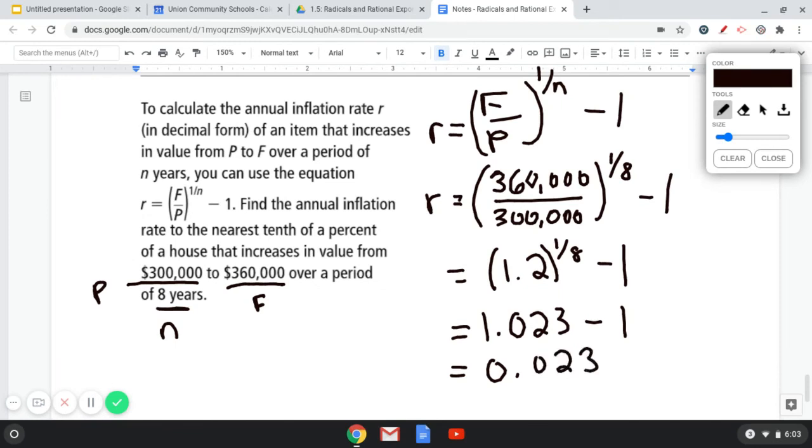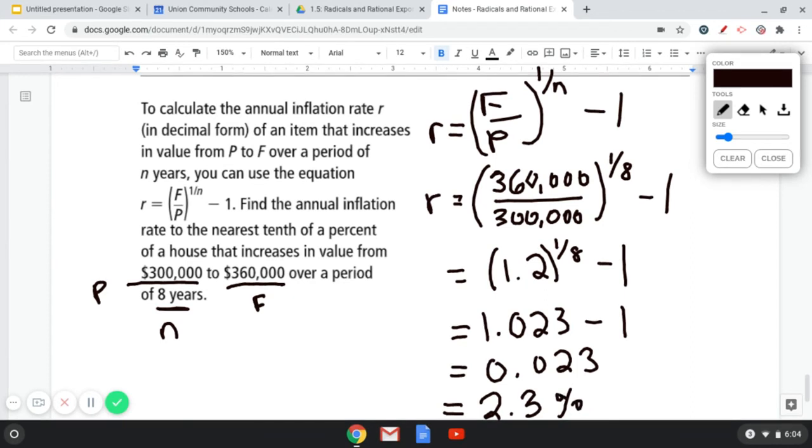So let's find it to the nearest 1/10 of a percent. So, for a percent, we move the decimal place to the right 2. In other words, we multiply by 100, because the whole of a percent is 100, not 1. So this is really 2.3% inflation rate. Pretty cool, huh?